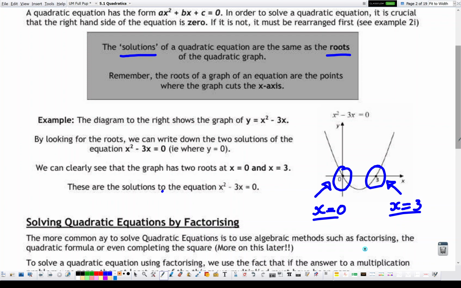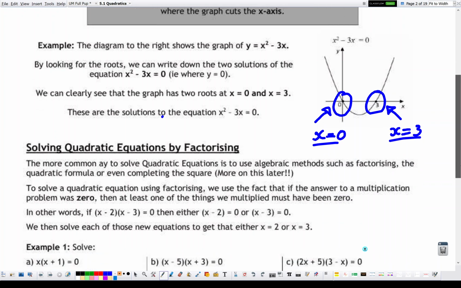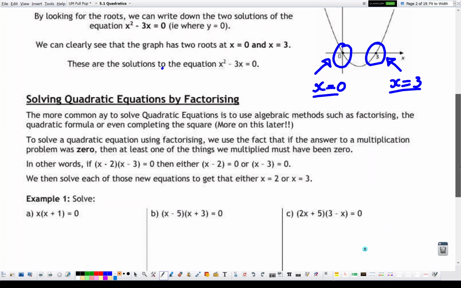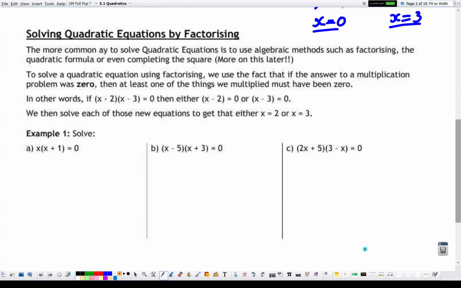What we're going on to mainly do today is look at solving quadratic equations by factorising. So that's your new main heading for today, solving equations by factorising. Just put that heading down now. It says the more common way to solve quadratic equations is to use algebraic methods such as factorising. That is the first method we're going to use, because most often we won't have the graph to look at.